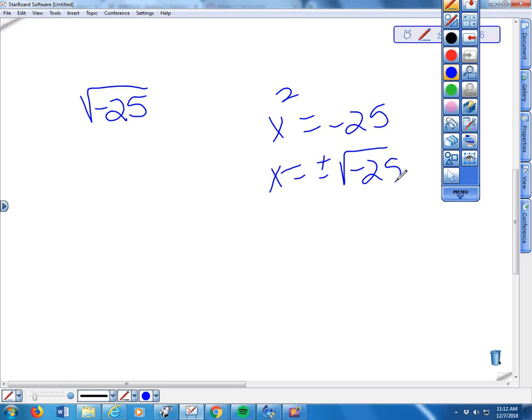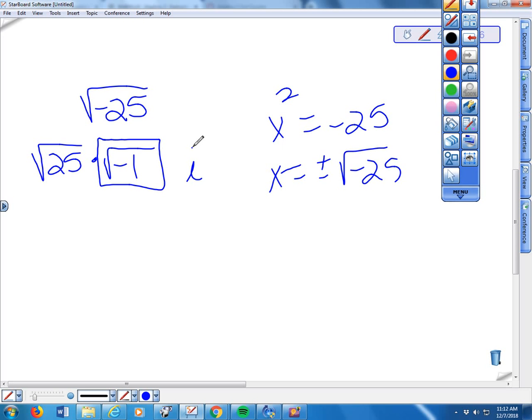Okay, so what mathematicians did is they said, let's break this up into these two parts. Everybody agree that the square root of negative 25 is equal to the square root of 25 times the square root of negative 1? Okay, I know how to do the square root of 25, right? Just 5. Mathematicians said, let's go ahead and assign the square root of negative 1 to be the imaginary number i.